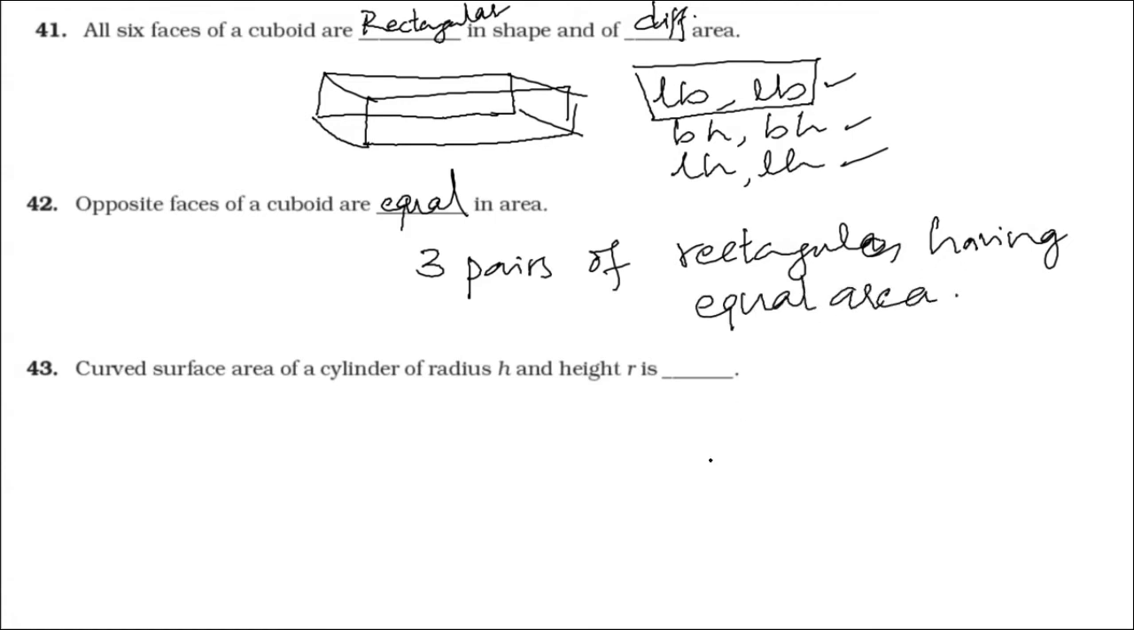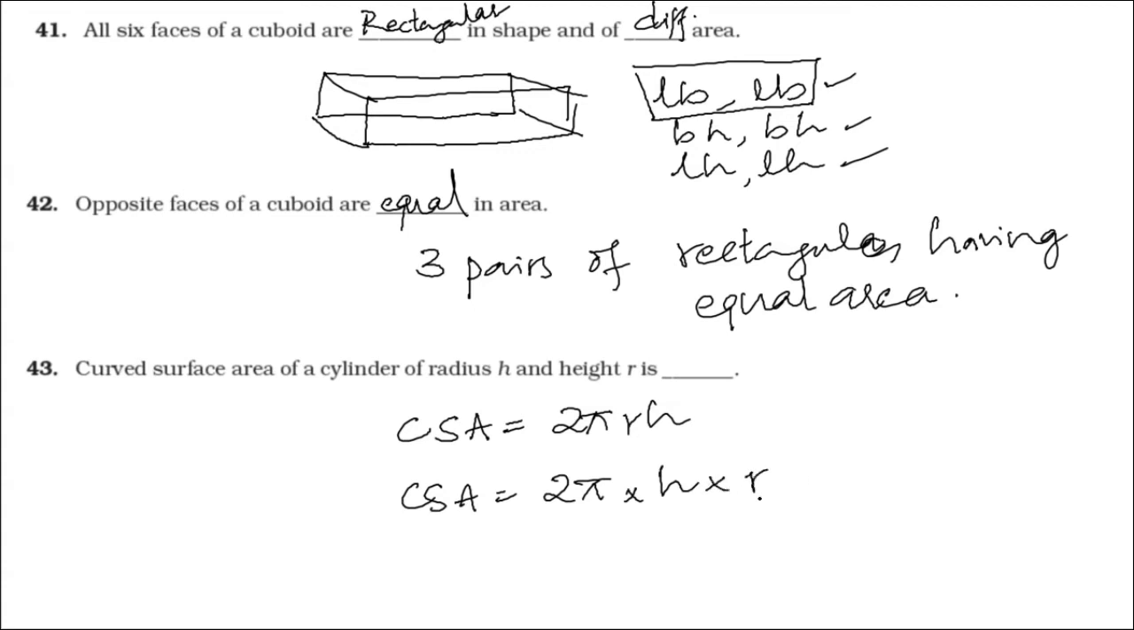Question 43. The curved surface area of cylinder of height h and radius h will be. We know the curved surface area of the cylinder. It is given by 2 pi rh. As per the given question, the curved surface area is 2 pi. Instead of radius, we have to take h. Instead of height, we have to take r. So it will be same as 2 pi rh. It will remain same, 2 pi rh.